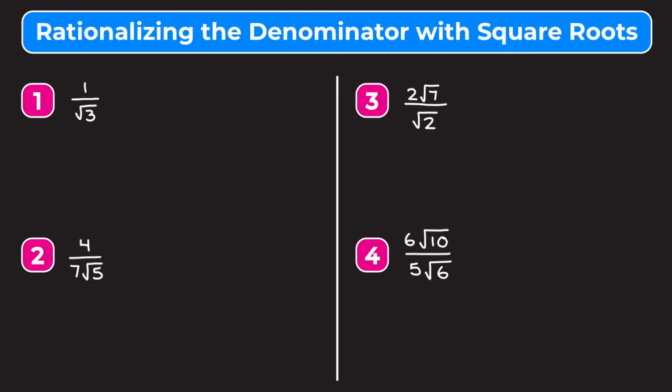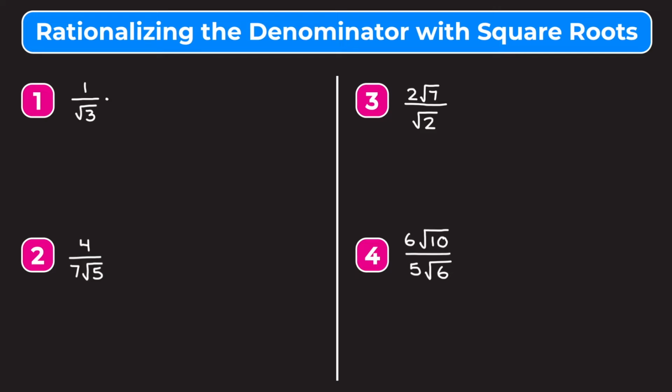So in example 1, we have 1 over the square root of 3, and our goal is to get rid of the square root of 3 in the bottom of our fraction. So we want to turn it into some rational number. So remember, rational numbers are just numbers that can be written as fractions. For these problems, we're actually going to turn the denominators into integers.